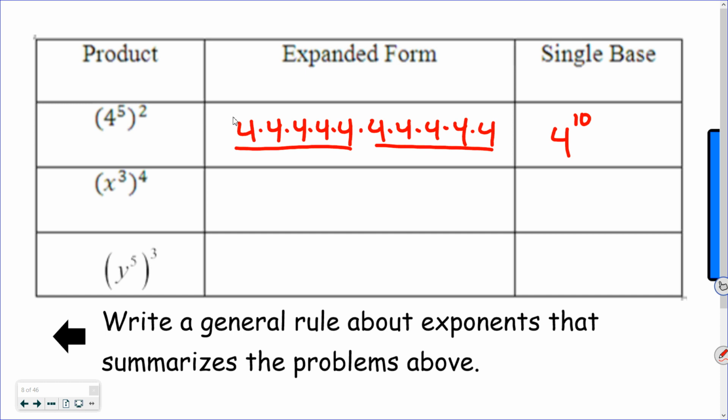So just to check that, this should have ended up being x to the 12th. You had 3 x's, 3 x's, 3 x's, 3 x's. Altogether, you had 12 x's. This should have ended up being y to the 15th. You wrote out a lot of y's.